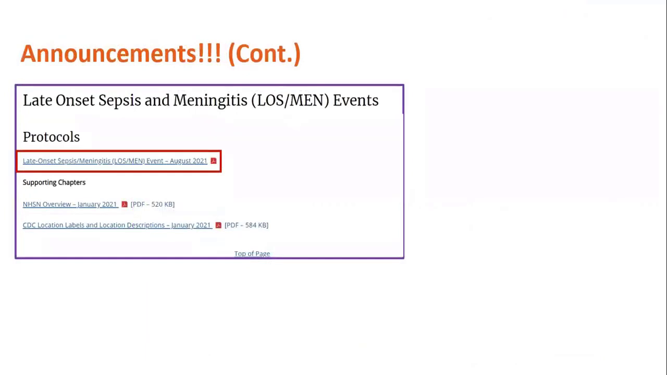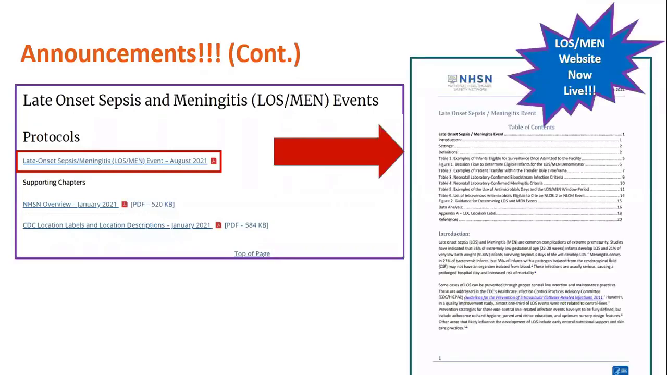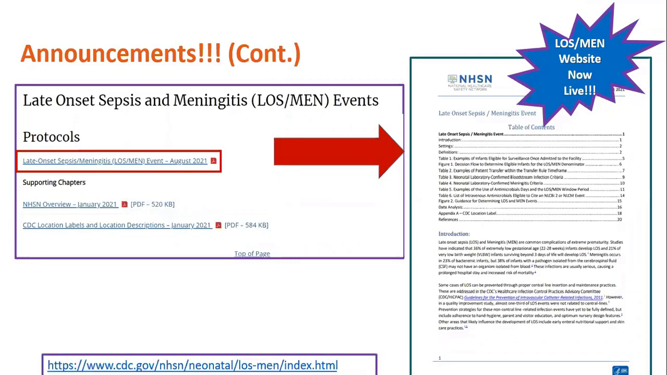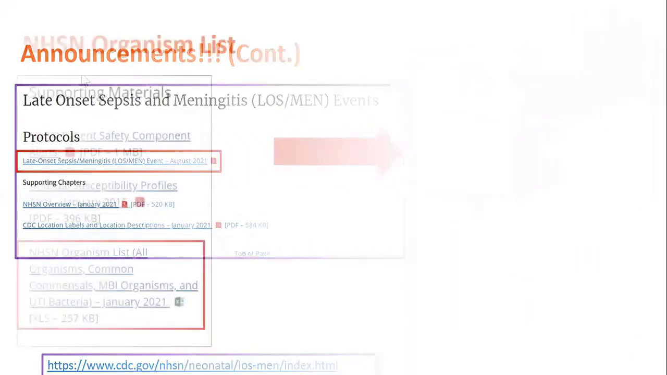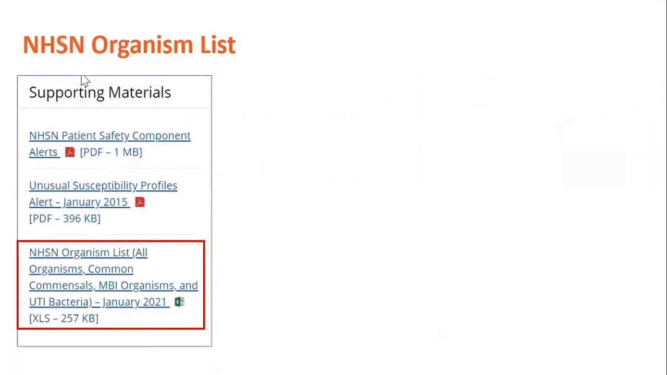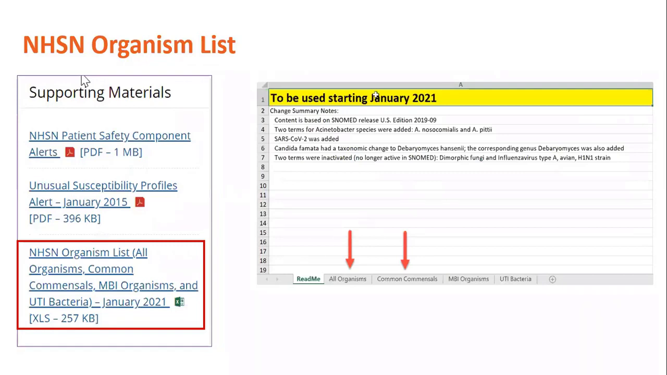Under the late onset sepsis and meningitis event page, you will find our protocol. You will click on the link and the protocol document will appear as seen to the right of the slide. The web page link here has been included at the bottom of the slide. We will be using the NHSN organism list document for this module. We'll be primarily using the all organisms and common commensal tabs here denoted by the red arrows.